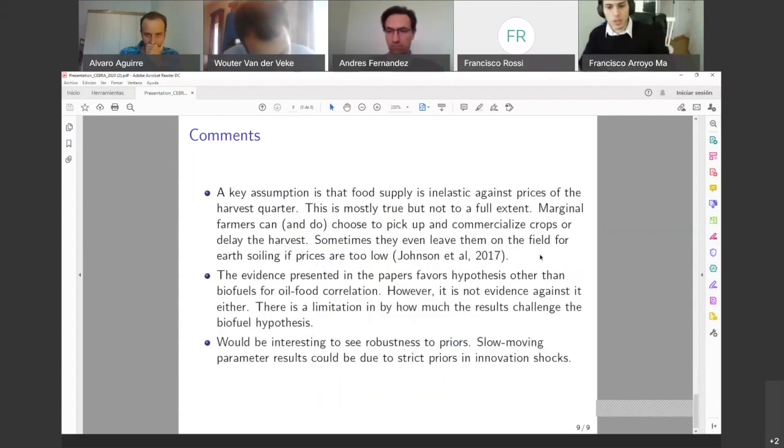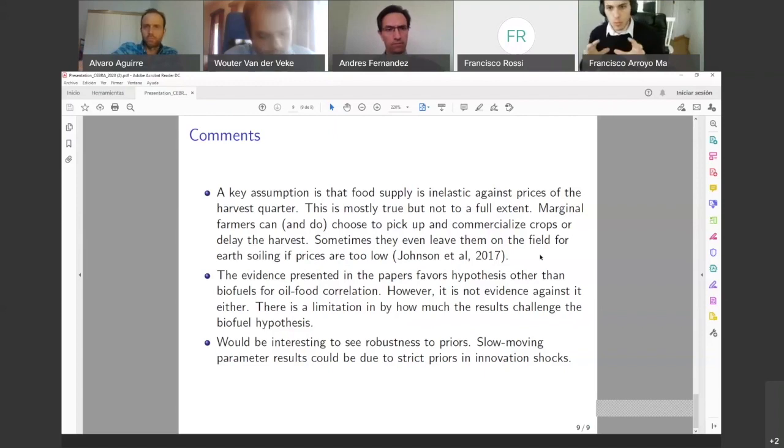Then some additional comments. First of all, the identification strategy for food supply. Remember the main point of the authors: when you produce food, you have to plan it in the previous quarter. Hence, any changes in prices in this quarter will not affect the changes in quantity or supply during the harvest quarter, and therefore you can consider any changes in the harvest as exogenous. Well, that is, I believe, true, but not 100% true.